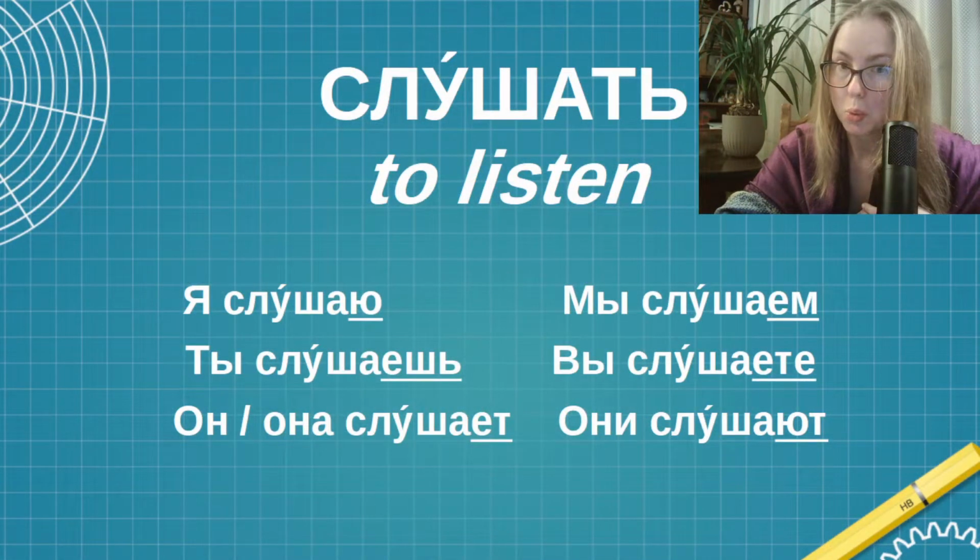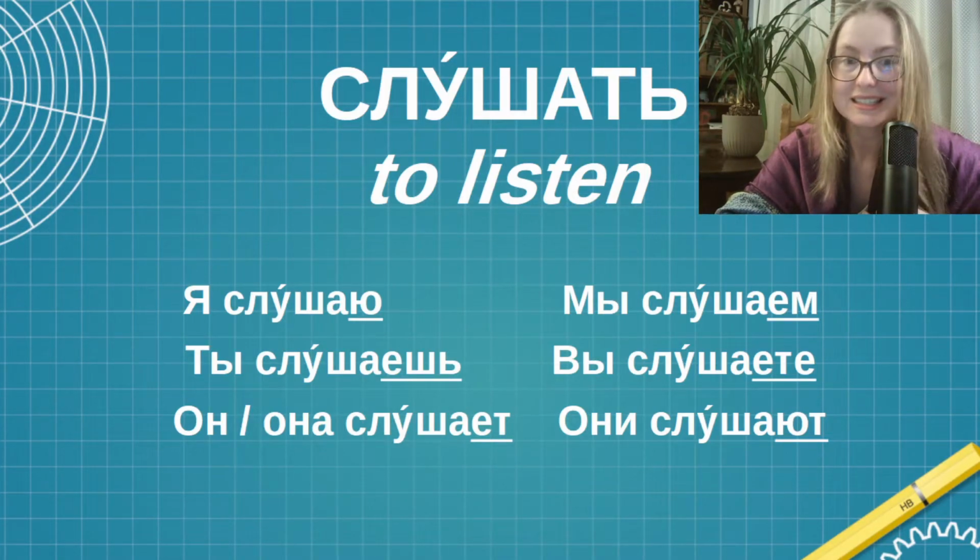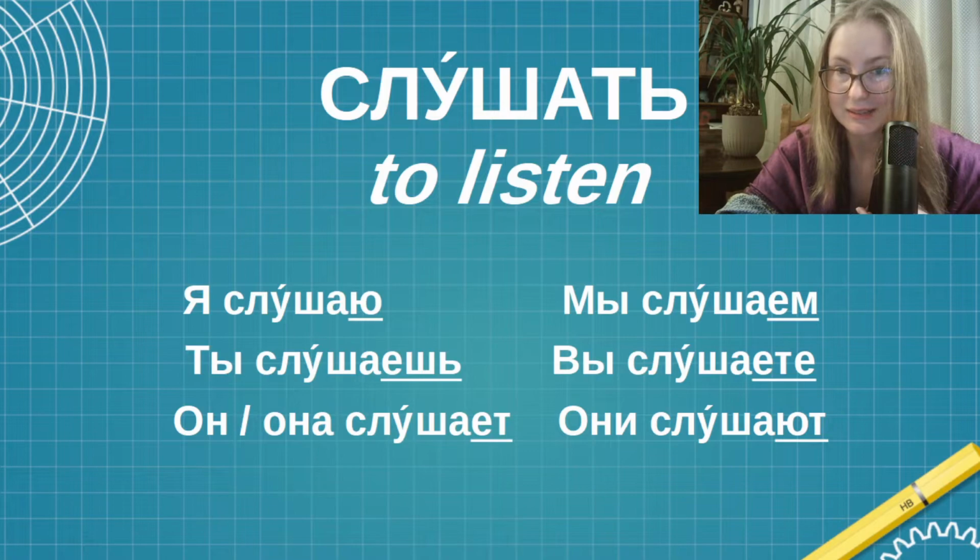So слушать, which means to listen, is группа 1, the first conjugation. We change it in the present tense like: я слушаю, I listen; ты слушаешь, you listen; он, она слушает, he, she listens; мы слушаем, we listen; вы слушаете, you, plural or formal, listen; и они слушают, they listen.